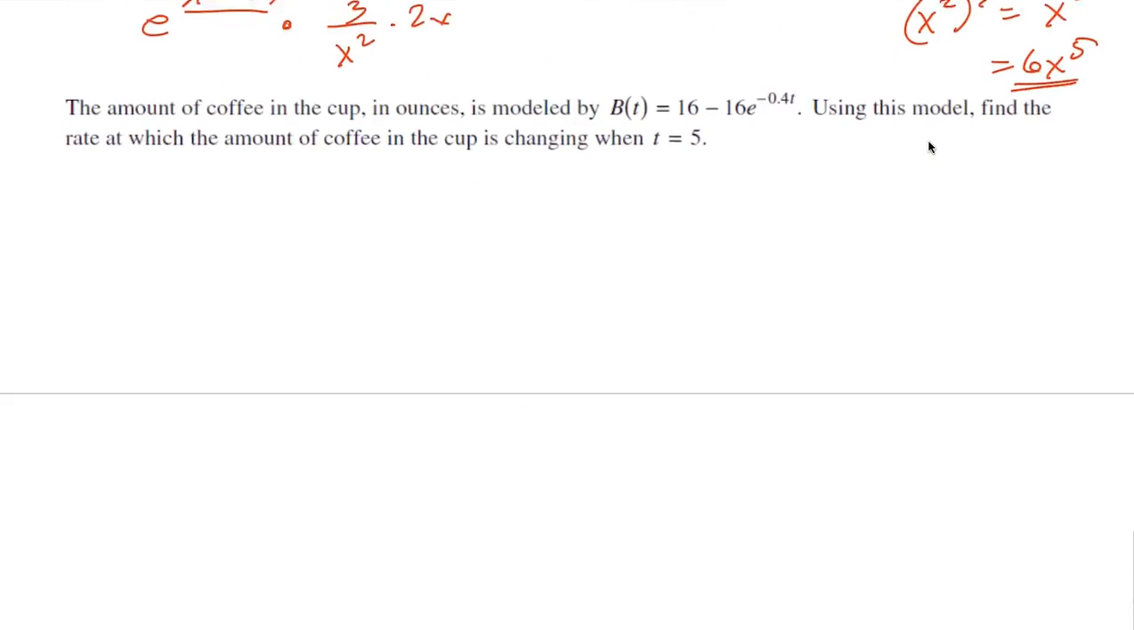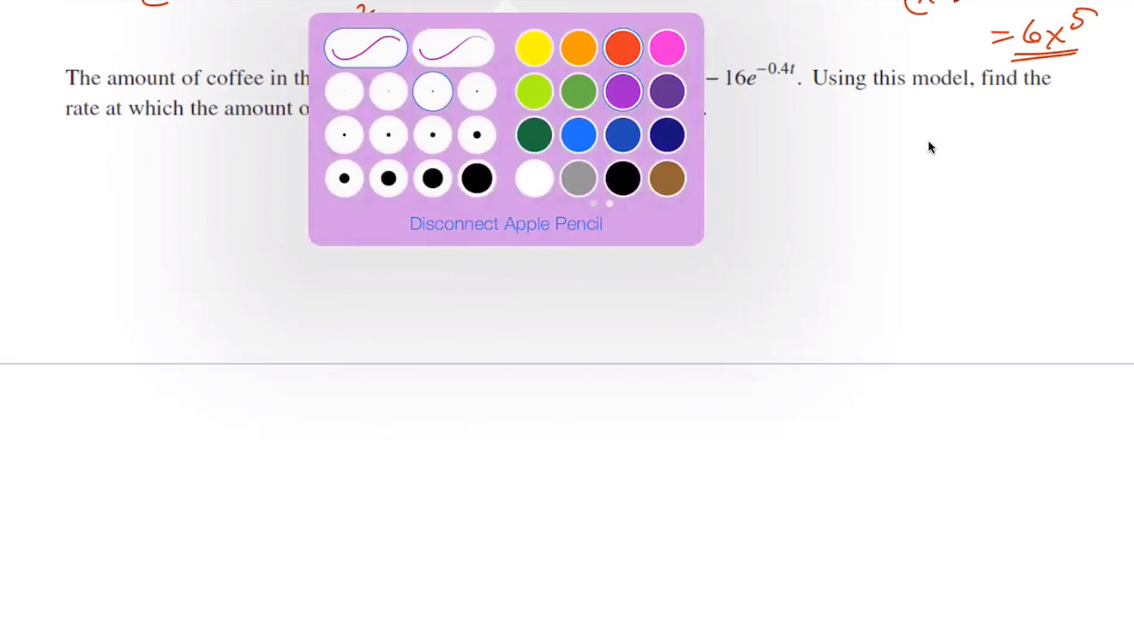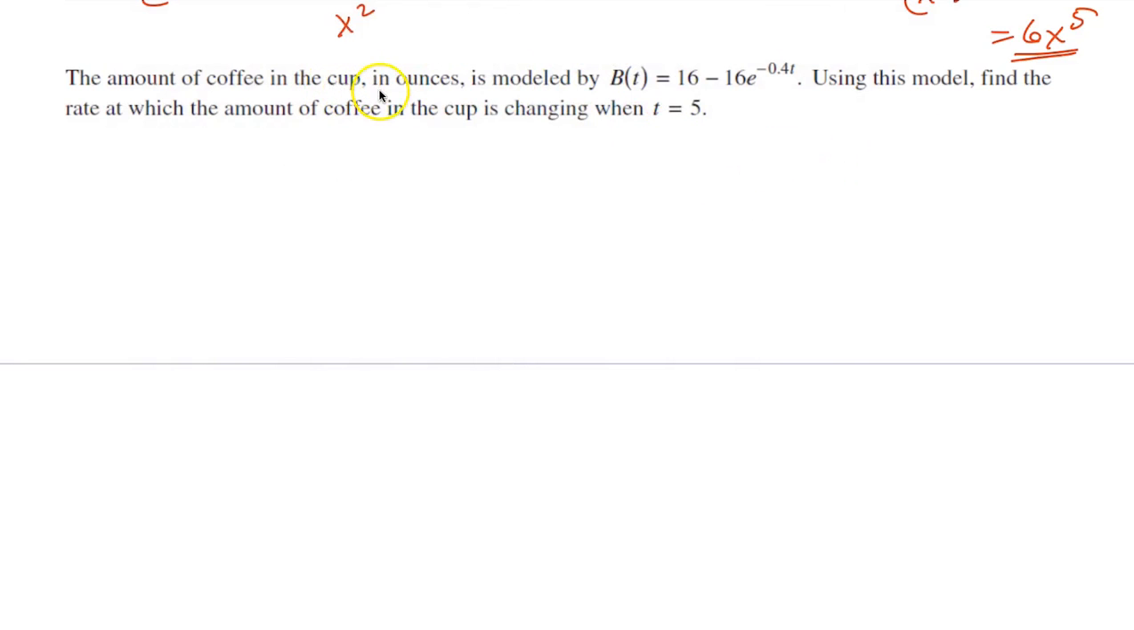Okay, one last one. The amount of coffee in the cup in ounces is modeled by B of t equals 16 minus 16e to the negative 0.4t. Using this model, find the rate at which the coffee in the cup is changing at t equals 5. So, here's a little hint. They say rate, the rate of change. We're talking about the derivative when t equals 5. So basically we want to find B prime of 5. It's all the same. If we're talking about the rate, it's generally talking about the derivative. So you want to take a derivative of this and plug in 5.